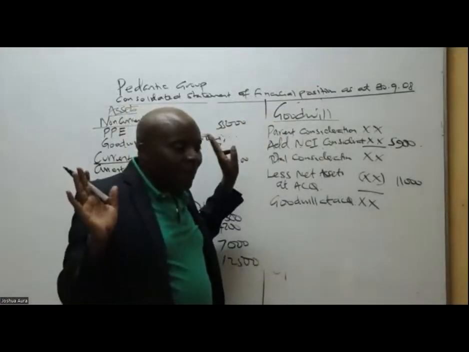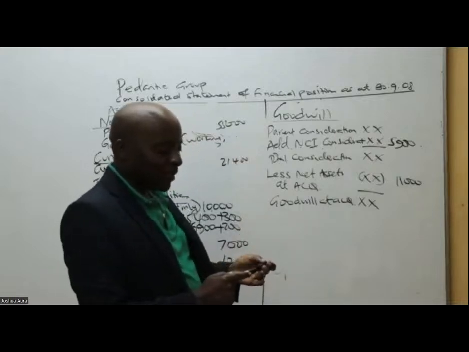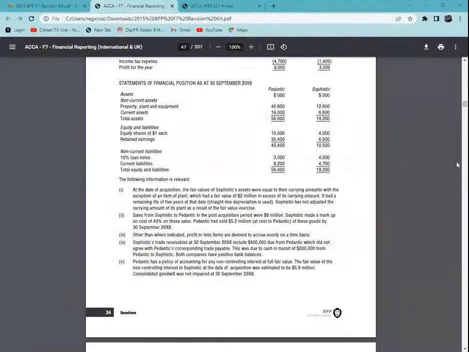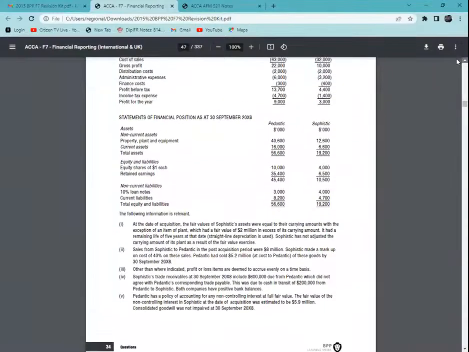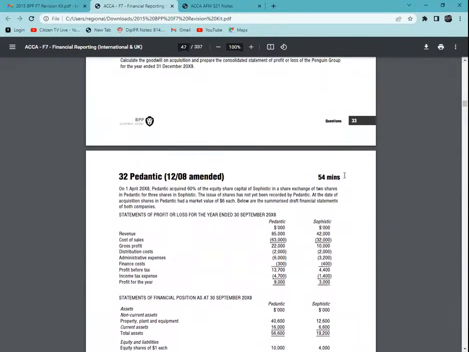How much did the parent pay for the 60% shares? No worries, look at these. We are told here that there is the parent's consideration. They are not giving money, they are giving their shares. We are told that on 1st April 2018, Pedantic acquired 60% of the equity share capital of Sophistic in a share exchange of 2 shares in Pedantic for 3 shares in Sophistic.